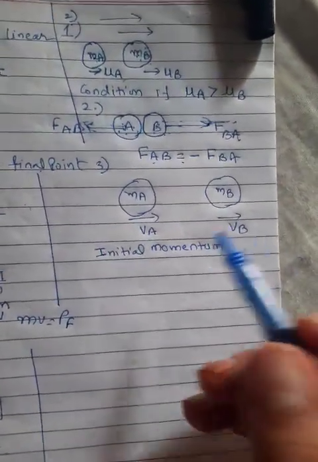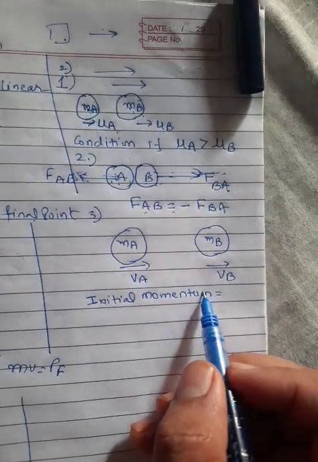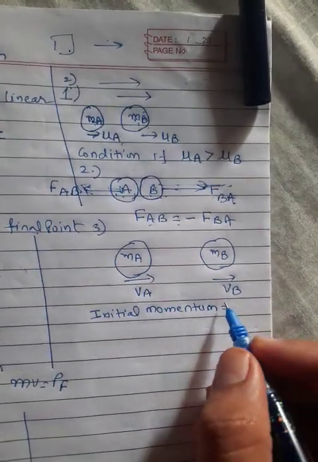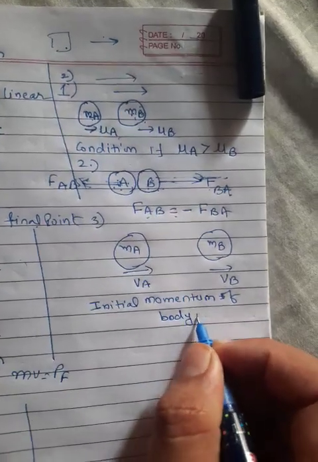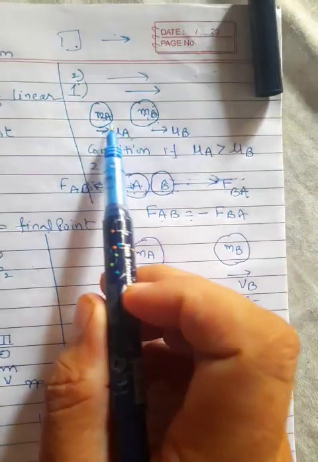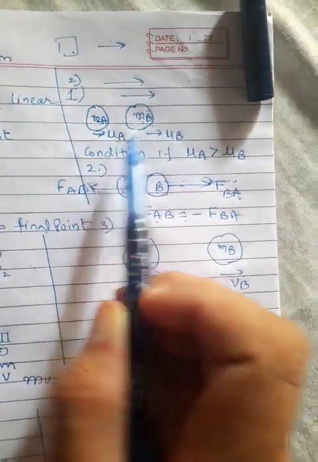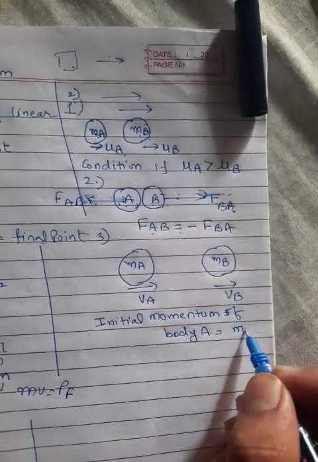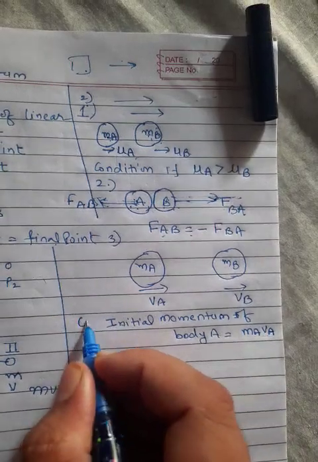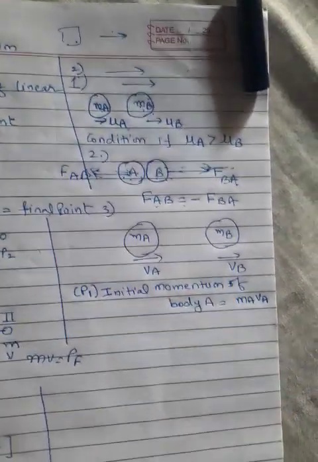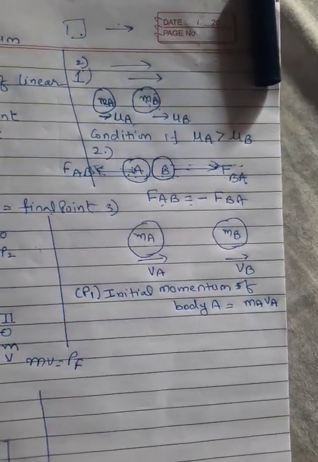Say yes or no. So simple, we can say initial momentum. So we have the initial momentum of body A. Initial momentum of body A, what? Mass into velocity. So we can say what? MA VA. So we can say this is P1. Okay? Say yes or no.